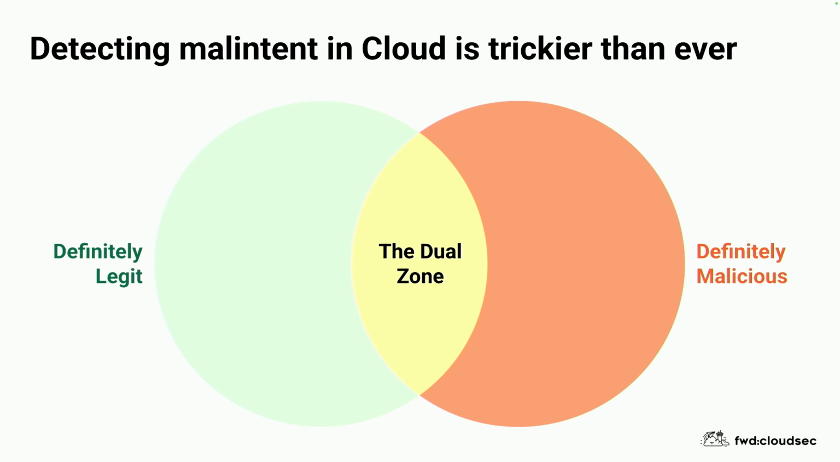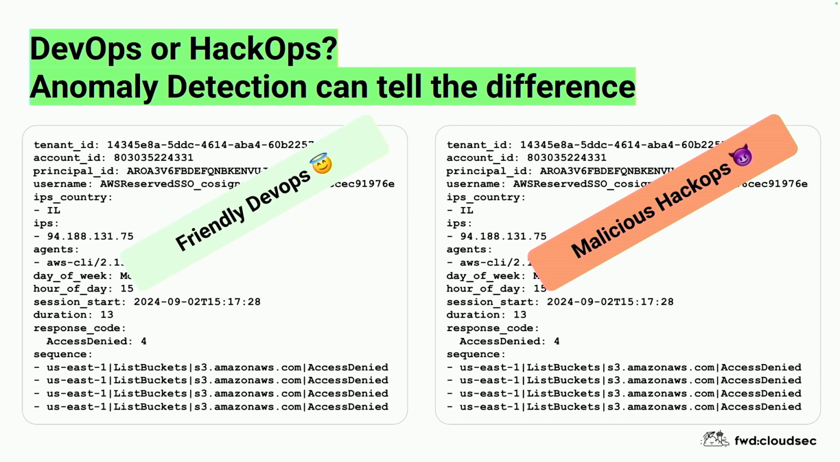So whole environments can be created and altered and destroyed just by a few lines of code that have admin privileges. It's very, very hard to tell the difference between friendly DevOps or evil HackOps, because basically they look the same. It's the same operations, it's the same commands, but the intention is different. So it's very hard to tell the difference between the friendly and the malicious.